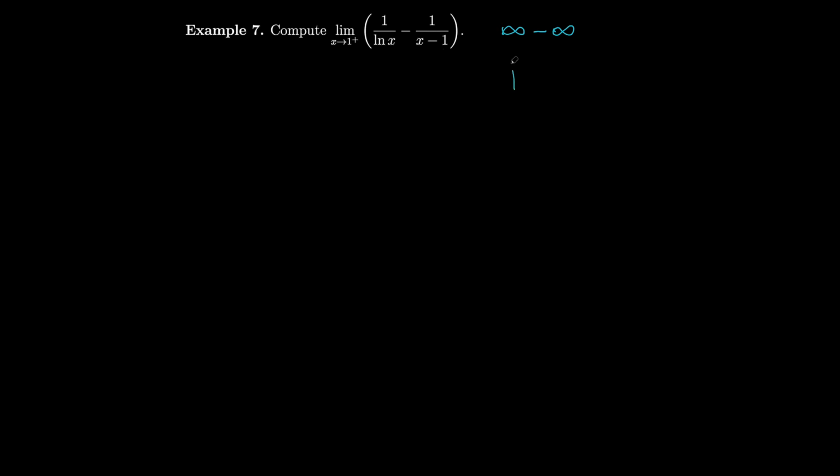If this is a huge number, and this is still a big number but not as huge, then we should expect it to equal infinity. But let's say this number is bigger, then we should expect it to be maybe minus infinity. Or what if they're both about the same size? Then we would expect it to be 0. Or what if one is just slightly bigger than the other one? Then it could be a finite number.